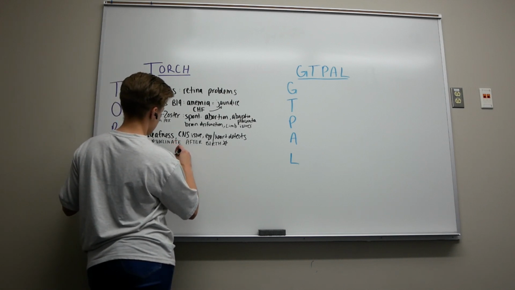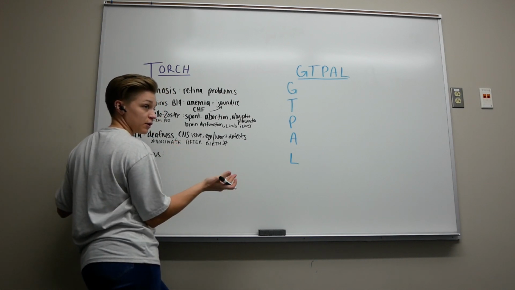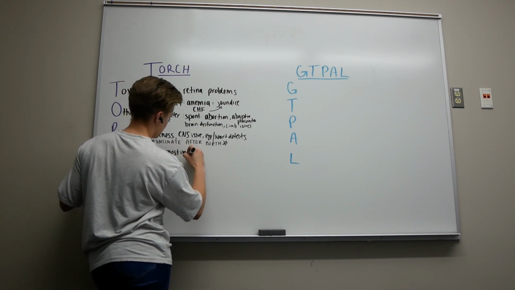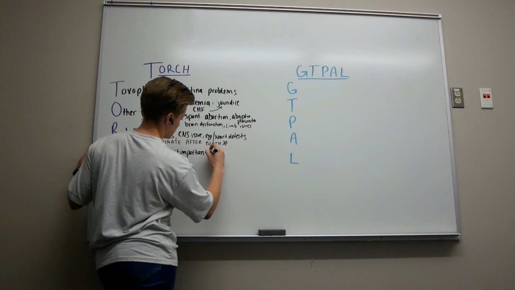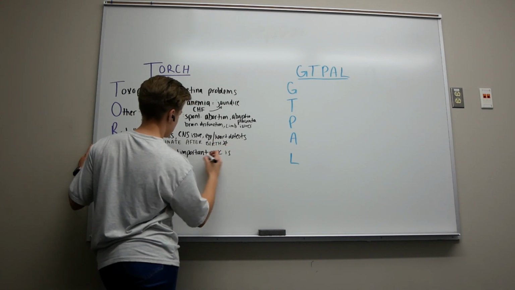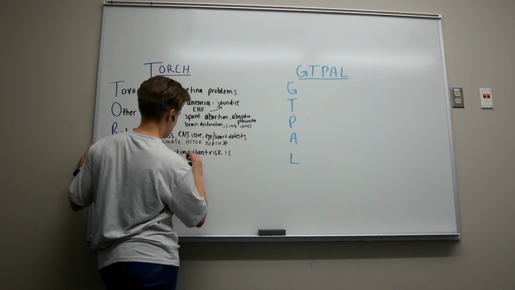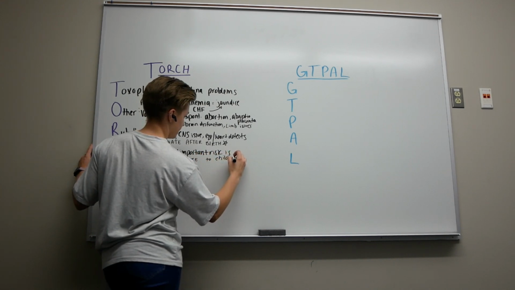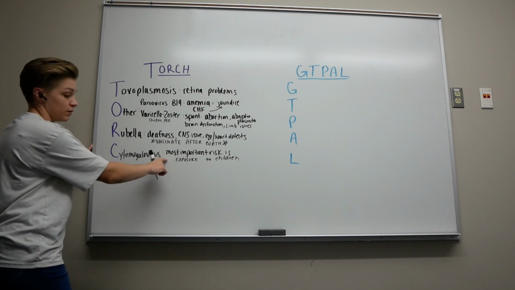most important risk is exposure to children. So like children that are in daycare. Important risk is exposure to children. And it is fatal, once again, for the infant.